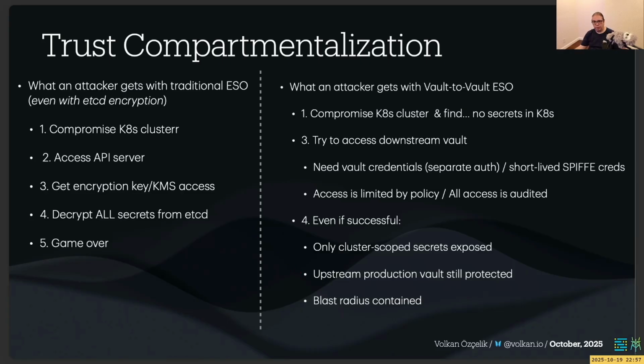So in our new model with federated ESO, when there is a compromise in the Kubernetes cluster, there is no secret stored in the Kubernetes cluster. They may attempt to access the downstream vault, but they have to get a separate vault authentication token. And if we are using SPIFFE, then the credentials are short-lived and guarded by SPIFFE mTLS anyway. And moreover, the secret access is restricted, hopefully, by vault policies. And all of the activity of the attacker is comprehensively audited.